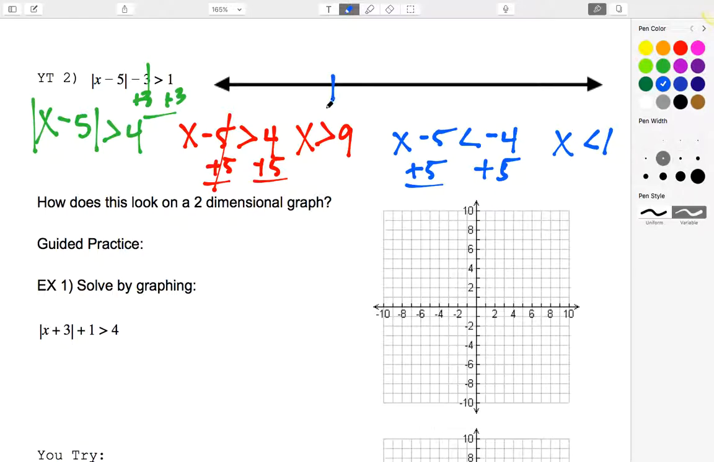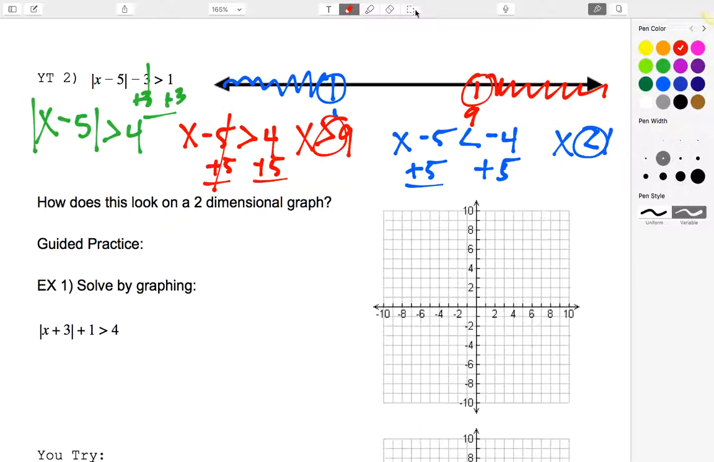On the number line, 1 would go here, and 9 would go here. At 1, it's an open circle, and I would shade less than 1. And at 9, it's an open circle, and I would shade greater than 9.